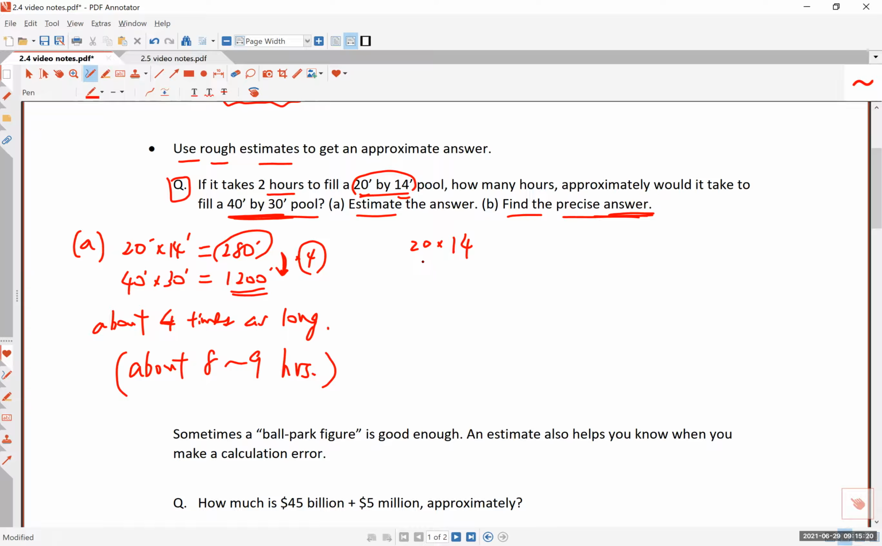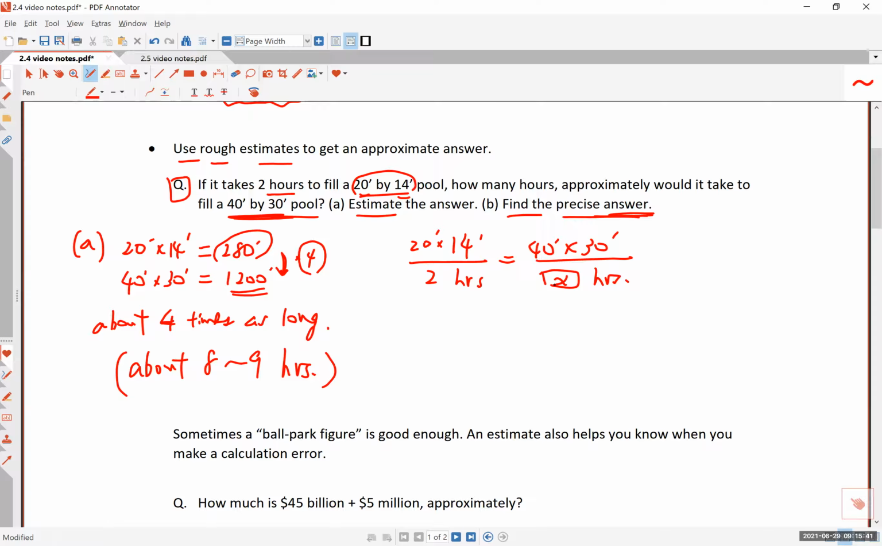And then you can say this: 20 feet by 14 feet in 2 hours is equal to 40 by 30 in, and we don't know the number of hours. We can call it X if you like. You can call it whatever you want.